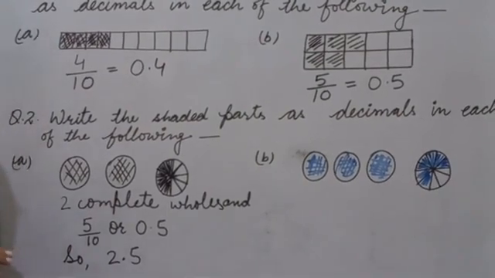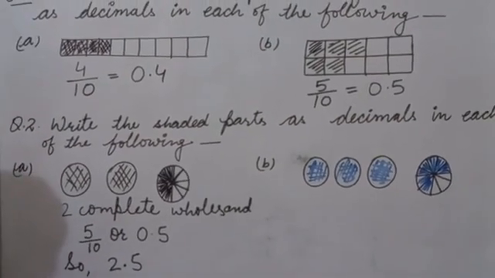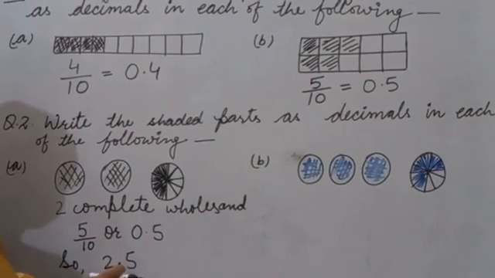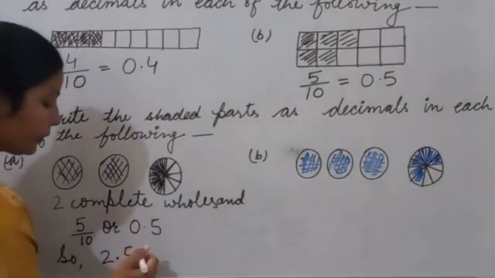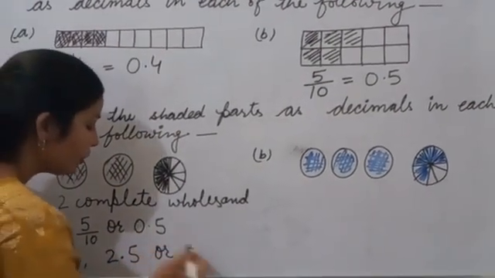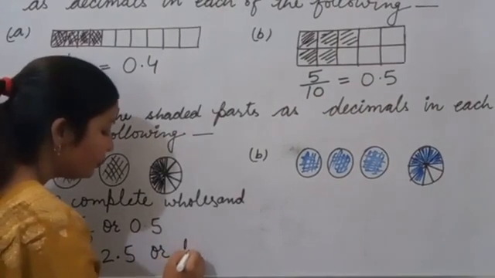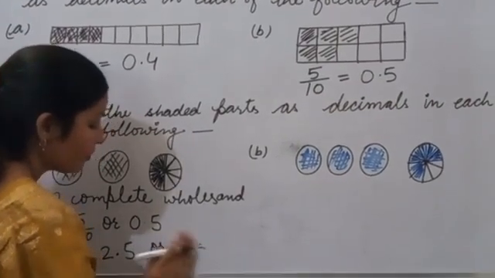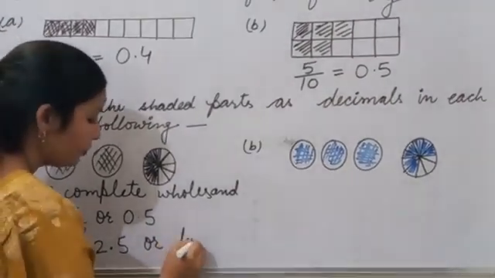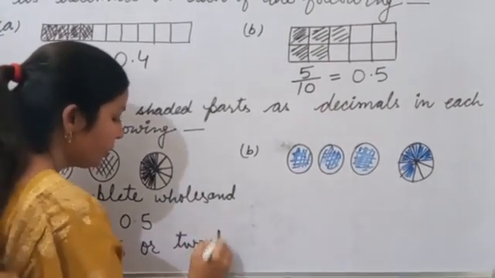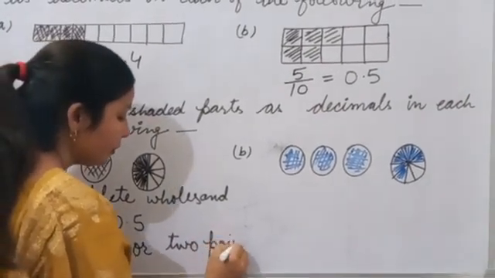Now it's B part. Or how do we speak it? We write in figures and we can write in words also. 2.5.